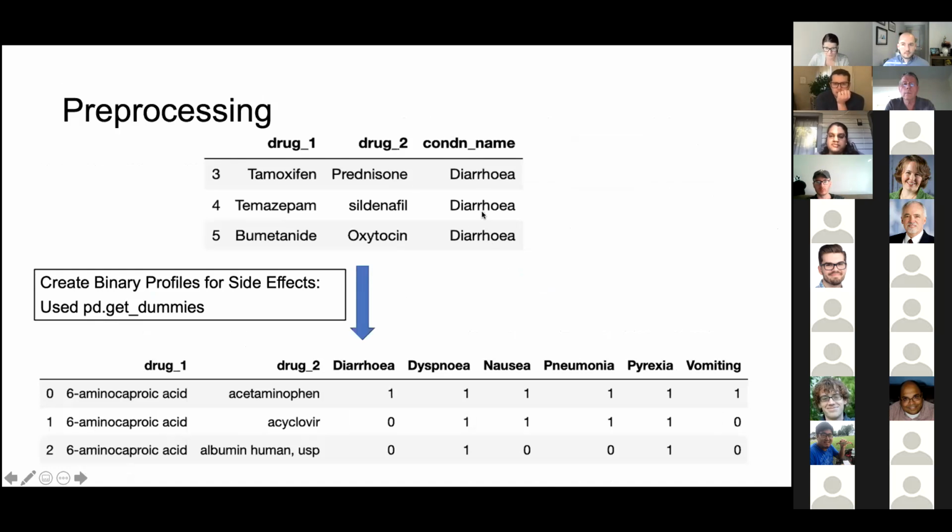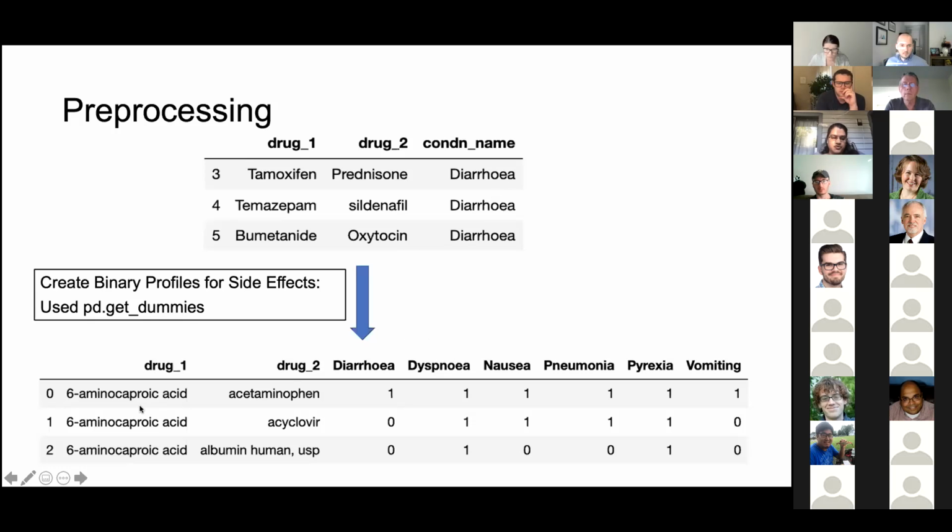So these side effects were in the form of names. So this has to be converted into numerical values before I could run a model. So I used the Pandas library's get_dummies to convert those into either 0 or 1.